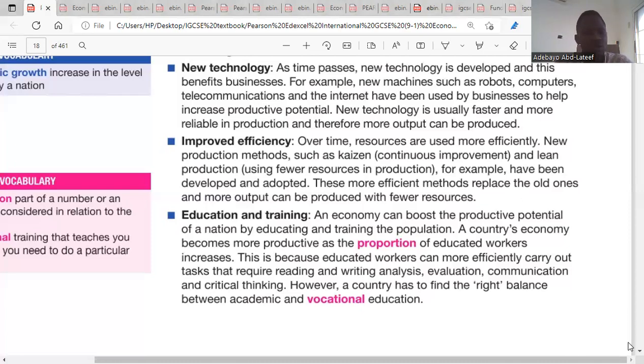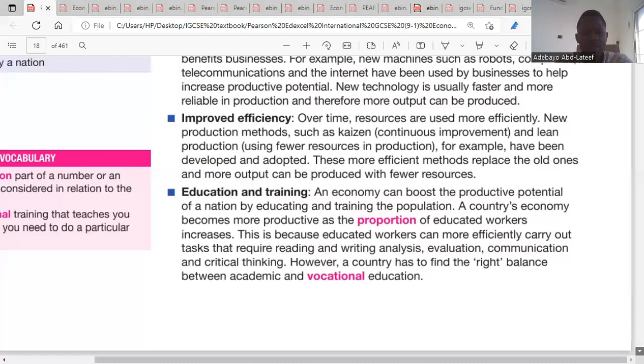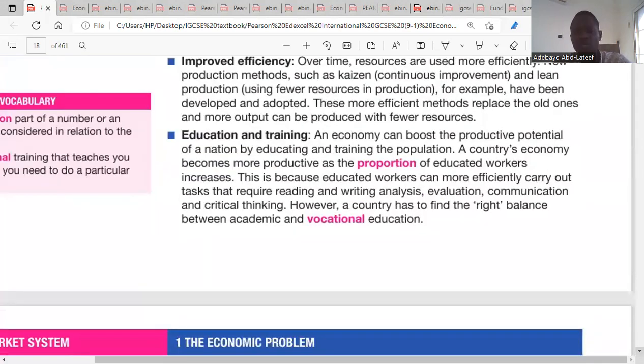Then the third one is education and training. An economy can boost the productive potential of a nation by educating and training the population. A country's economy becomes more productive as the proportion of educated workers increases. Are you there? So, an economy that has a more educated workforce or more educated population, definitely that economy will be growing because different people with different ideas, different skills will evolve.